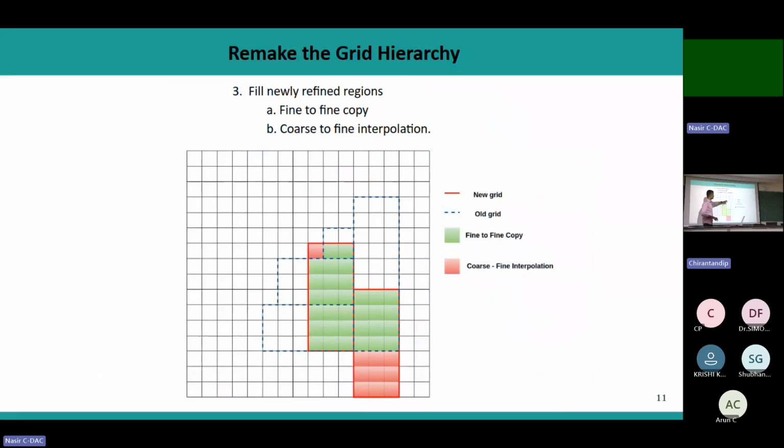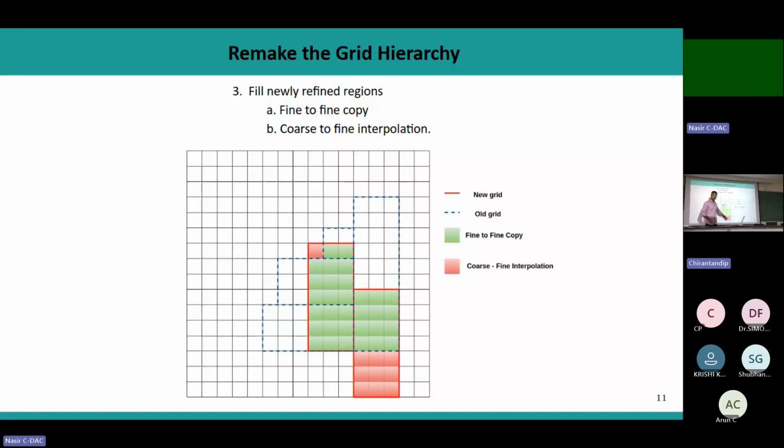Just copy from the blue to the red one. The part that is not common between the old grid and the new grid, that part we can interpolate from coarse. Here the red one is a coarse to fine interpolation. The only green region is the overlap region. That's fine. Do you do a fine to coarse also? Here, fine to coarse interpolation.